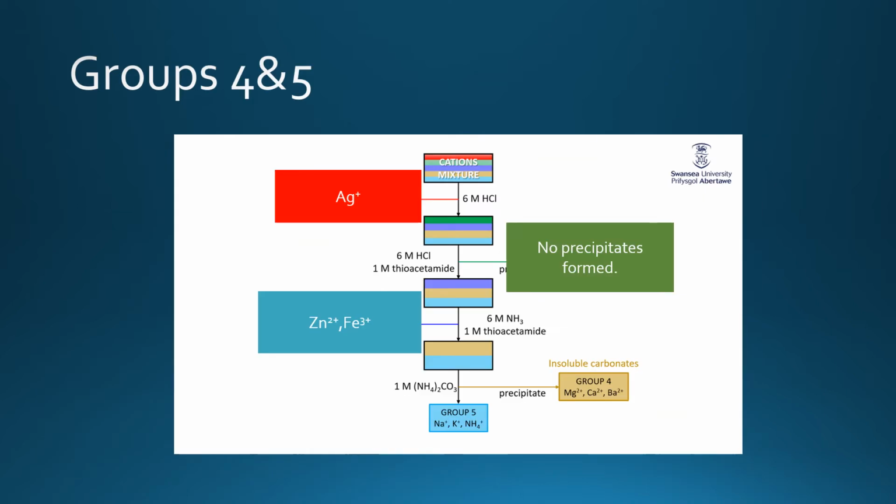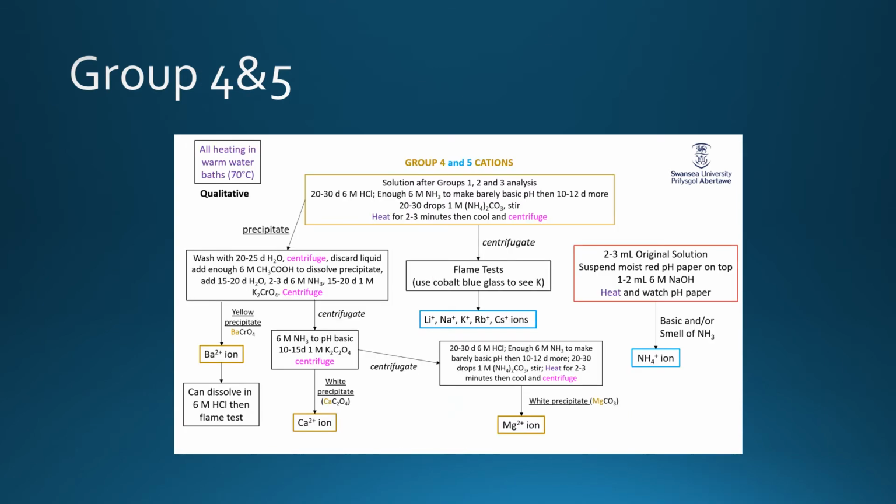So now we've identified 3 of our unknown ions, we've finally got to look at group 4 and group 5. So we're going to look for insoluble carbonates, and then we're going to be doing a few different things like flame testing and pH paper to find our group 5s. So finally we have our group 4 and 5 analysis pathway here.